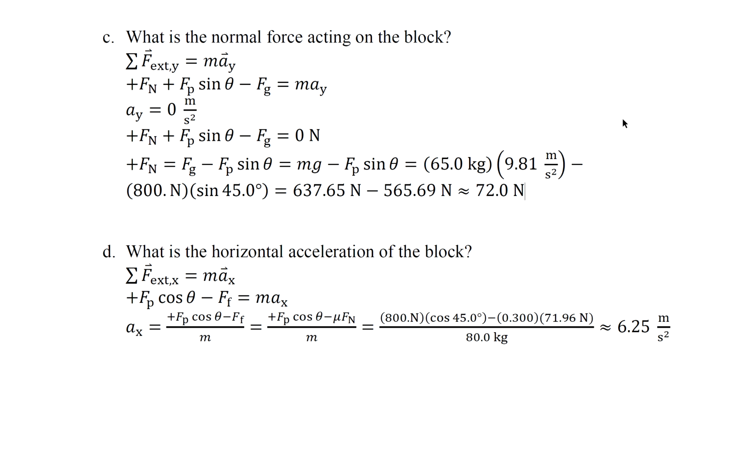Part D, what is the horizontal acceleration of the block? So in part C, we used sigma F equals ma for the y-axis. Now we're going to use it for the x-axis. And let's just solve for a sub x. Plug in everything we know to get 6.25.